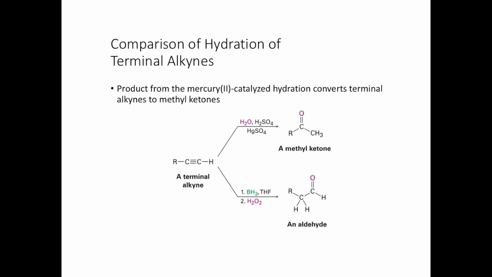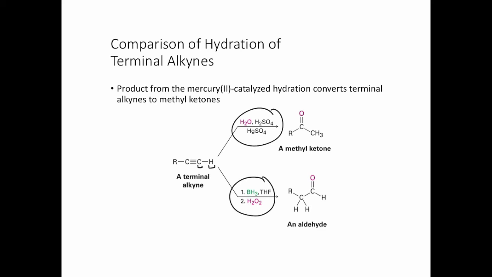So the terminal alkyne, which is an alkyne where one of the carbons of the alkyne is attached to a hydrogen, will give different products depending on whether you do the mercury 2 catalyzed hydration or a hydroboration oxidation. With this set of reagents, you get the methyl ketone. With this set of reagents, you get an aldehyde.